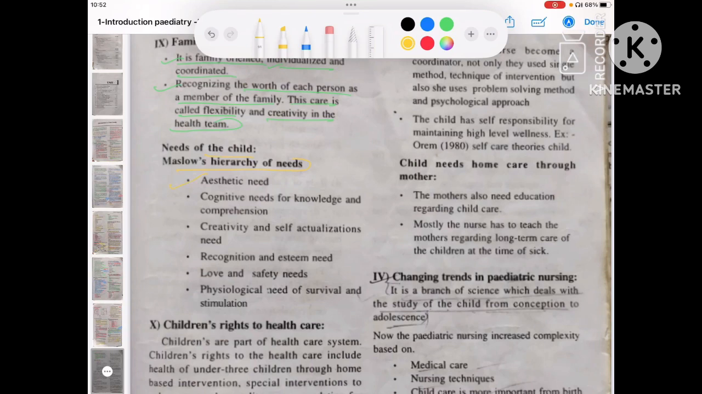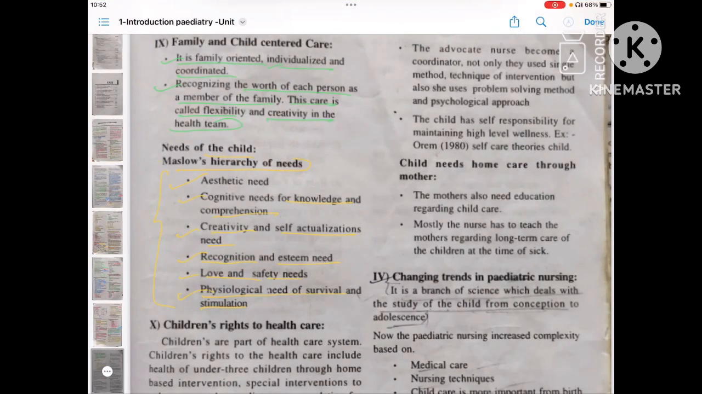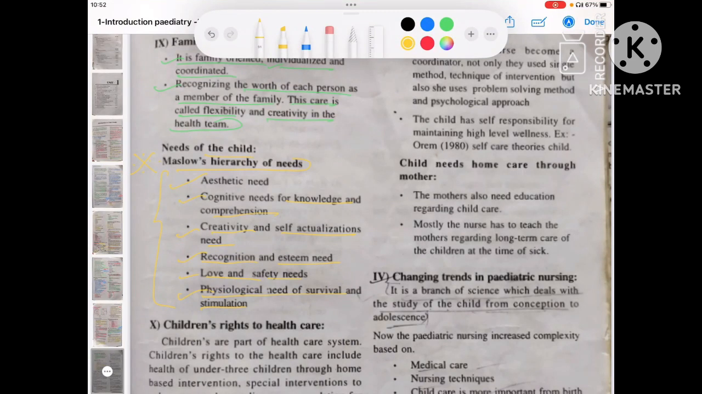Aesthetic needs, cognitive needs of knowledge and comprehension, creativity and self-actualization needs, recognition and esteem needs, love and safety needs, and physiological needs of survival and stimulation. So this is very important. Maslow's hierarchy of needs. The needs will come under the family and child-centered care. Maslow's hierarchy of needs is very important.